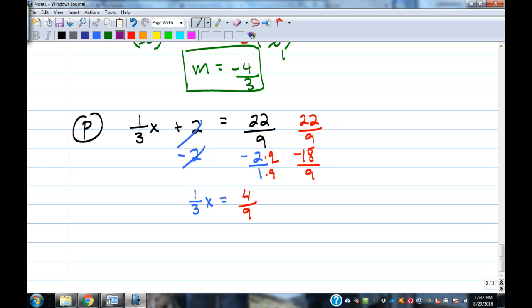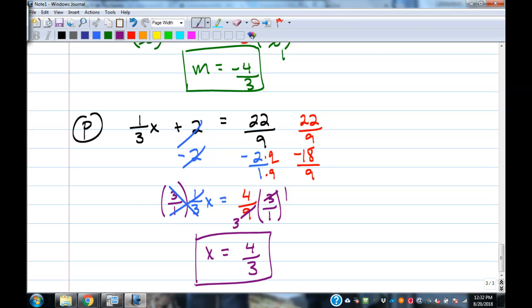Last step. The reciprocal is 3/1. 4 times 3 is 12. 1 times 9 is 9. I could reduce that. I could cross cancel here with the 3 and the 9. That'd help me a little bit. Positive 4/3. Or 1 1/3, if you didn't mix them.